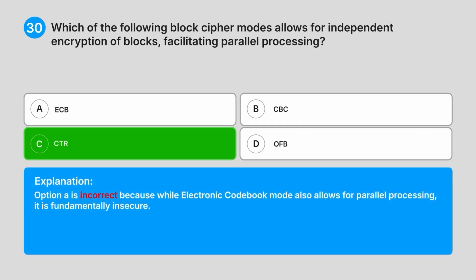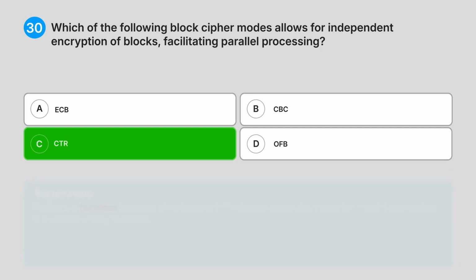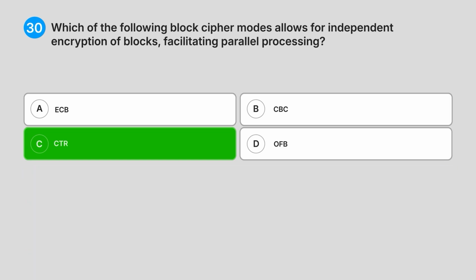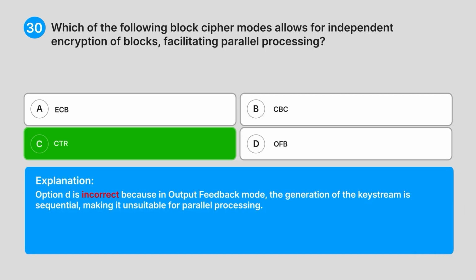Option A is incorrect because while electronic codebook mode also allows for parallel processing, it is fundamentally insecure. Option B is incorrect because cipher block chaining creates a dependency from one block to the next, preventing parallel encryption. Option D is incorrect because in output feedback mode, the generation of the key stream is sequential, making it unsuitable for parallel processing.